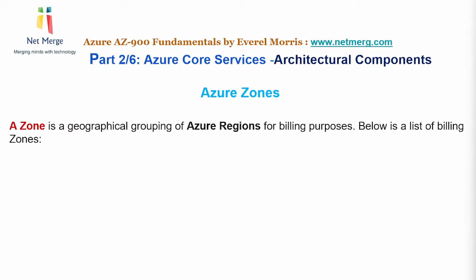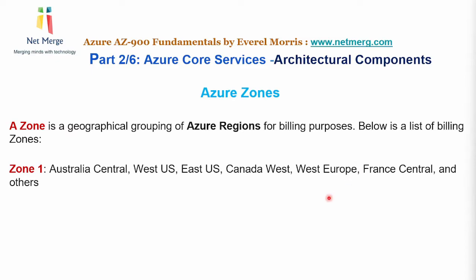So the zones are not a part of the physical infrastructure. They are done as logical grouping for billing purposes. So let's take a look at the different billing zones that are in Azure. So this is zone 1. It covers Australia Central, West US East, US Canada West, West Europe, France Central, and other. Again, other is a type of alternate zone that I spoke about before.